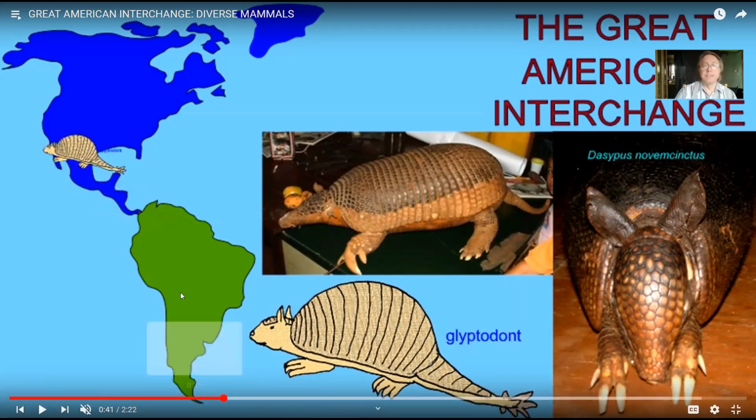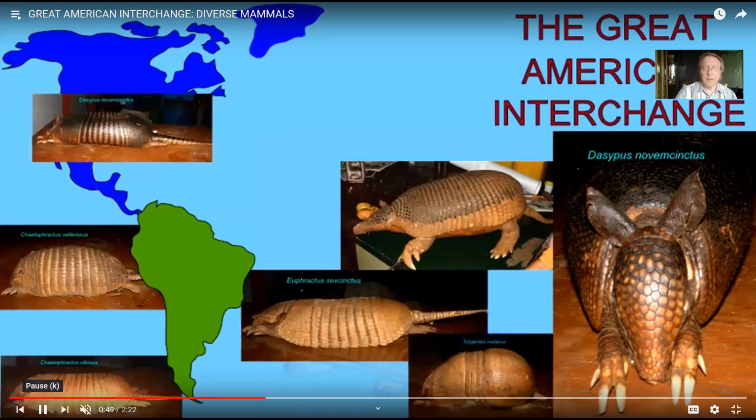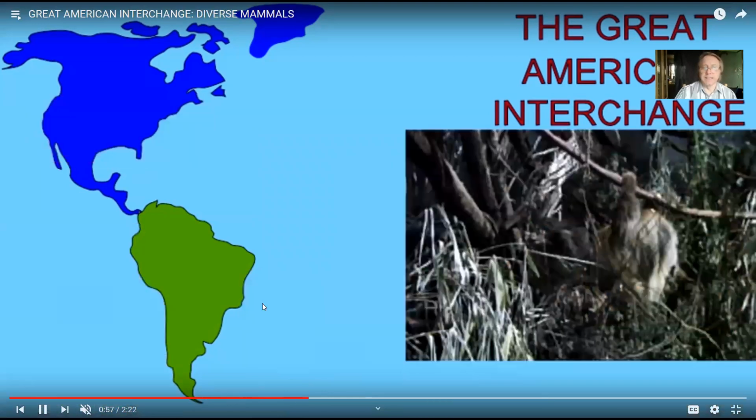When the Americas joined, some of the armadillos came north. So obviously in places like Florida, Texas, and Mexico and Central America, you can find armadillos today. They are recent migrants. And there were even some of the giant glyptodonts, which were huge armored armadillos, which made it into North America about 4 million years ago and became extinct recently.